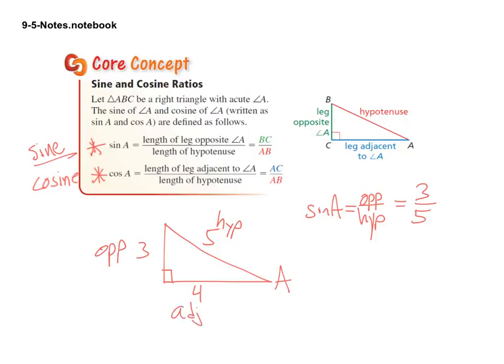So if we want the cosine, we say cos of A, cosine of A is adjacent over the hypotenuse, and we'll abbreviate it like that. And the adjacent in this triangle, start at angle A. Which leg is connected to it? It's 4. And the hypotenuse is 5. You have it. Very similar to tangent, but just using different parts of the triangle.